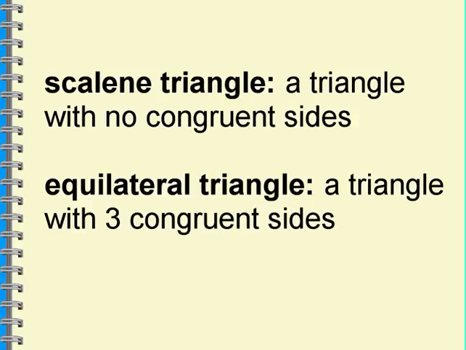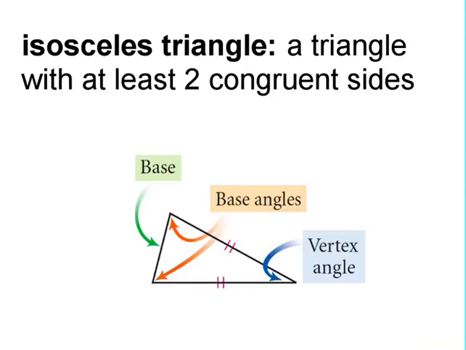Ready? Okay, an isosceles triangle is a triangle with at least, notice those words, at least two congruent sides. Now, a little bit about isosceles triangles: you need to write down that diagram right there that labels things, because those are kind of important to know. I'll let you get that down and then we'll talk about it.